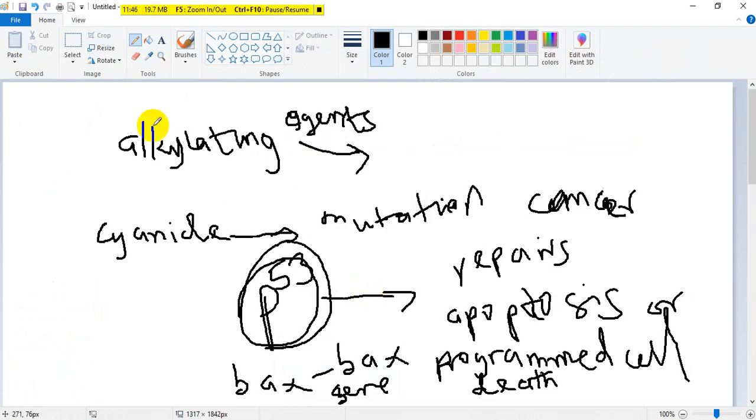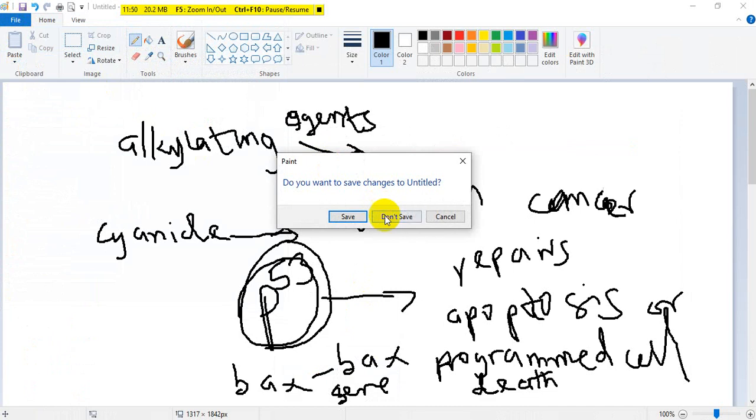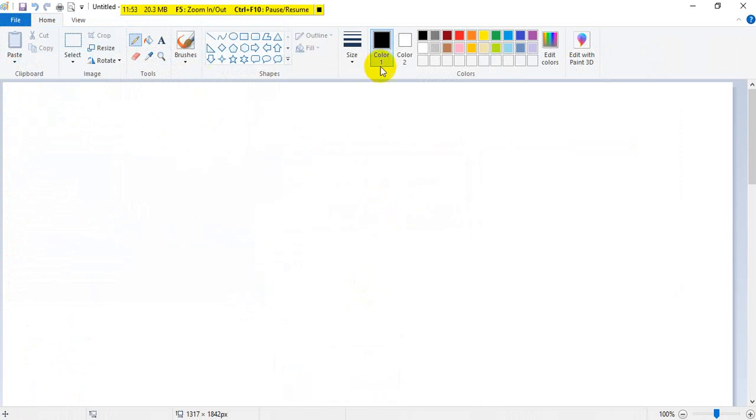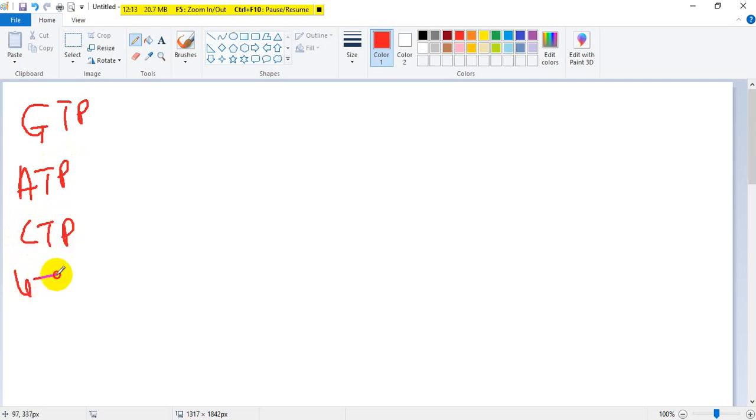Let's look at the chemical energies. When we say the energies of the cell, or what the cell uses, the main energies of the body are what? Let's start: GTP, ATP, CTP, UTP, TTP. This is the energy the cell uses. So we have guanosine triphosphate, adenosine triphosphate, cytidine triphosphate, uridine triphosphate, then thymidine triphosphate.